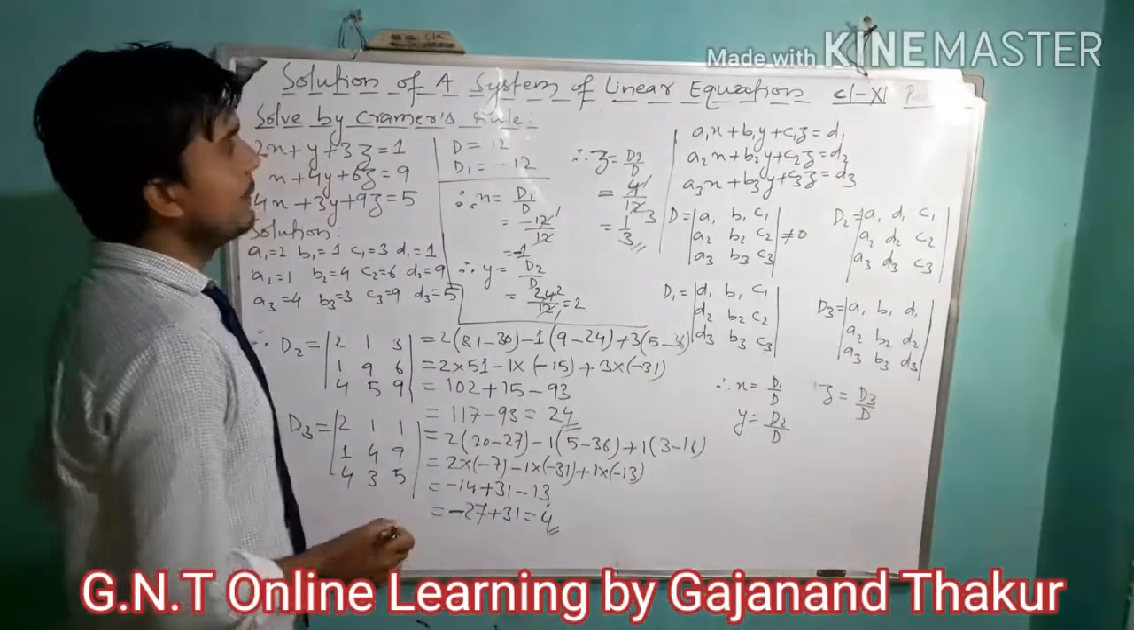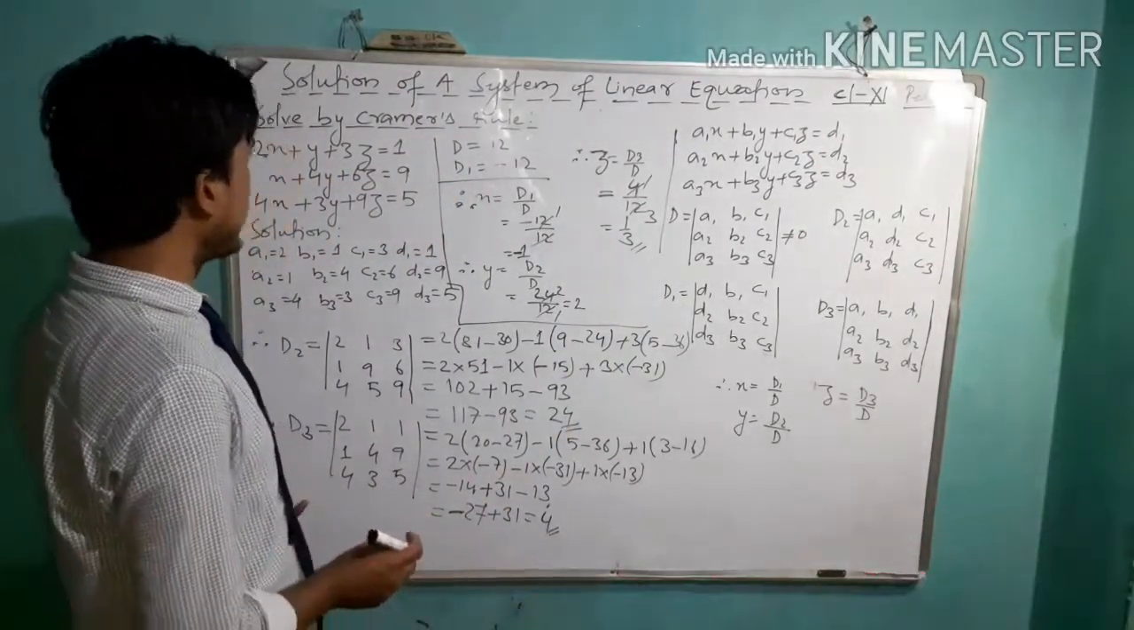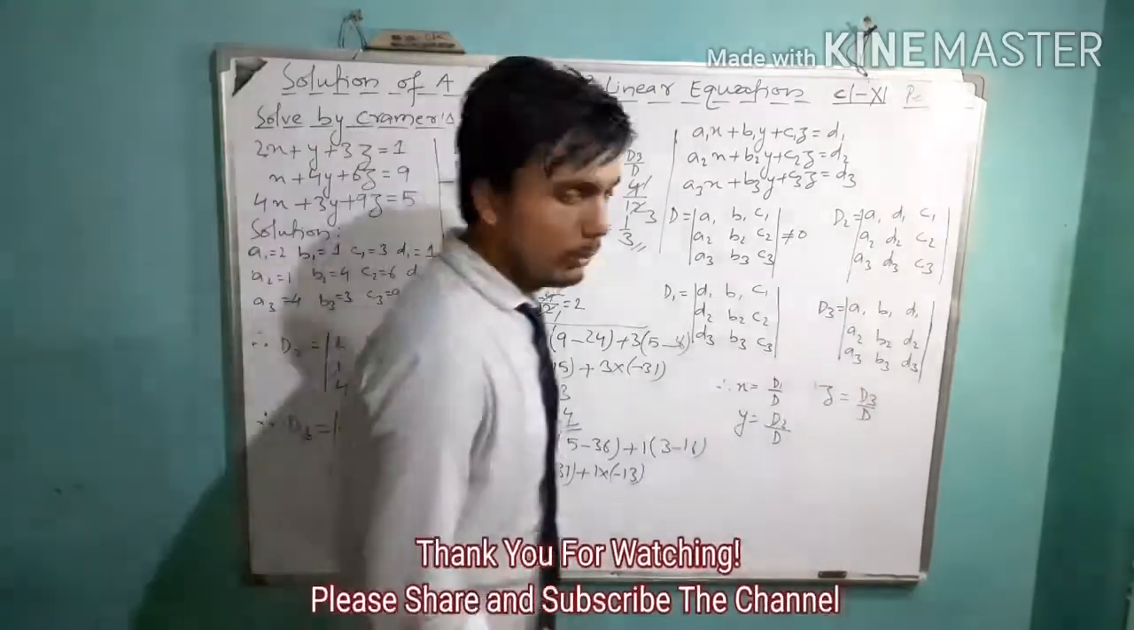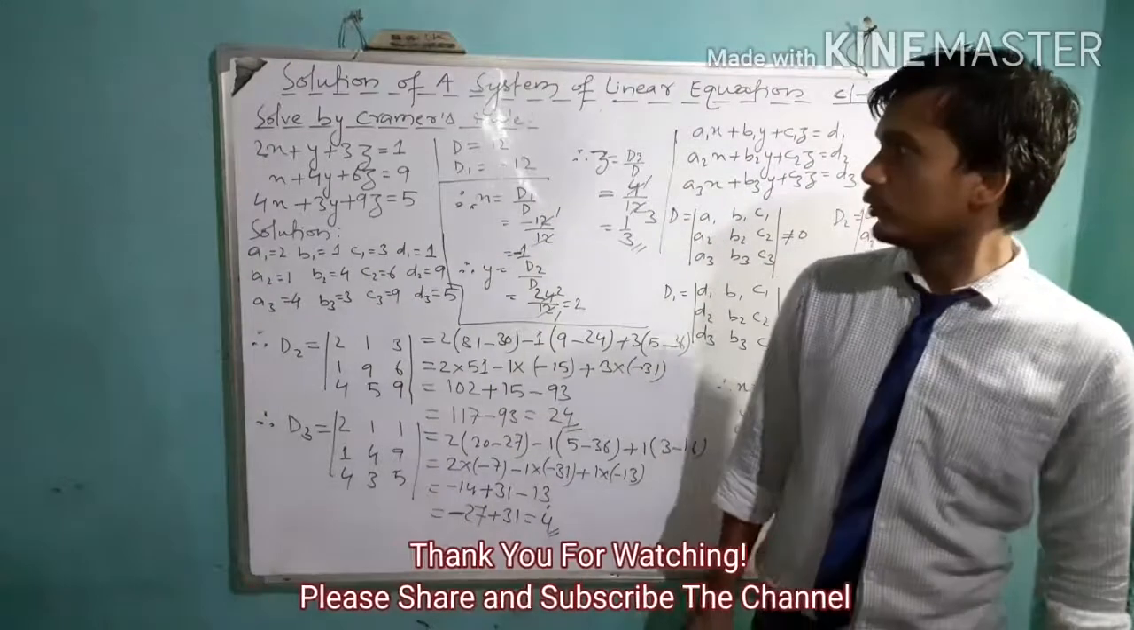So these are the values of X, Y and Z using Cramer's rule in case of determinants. So I hope you are able to understand the solution of this question.